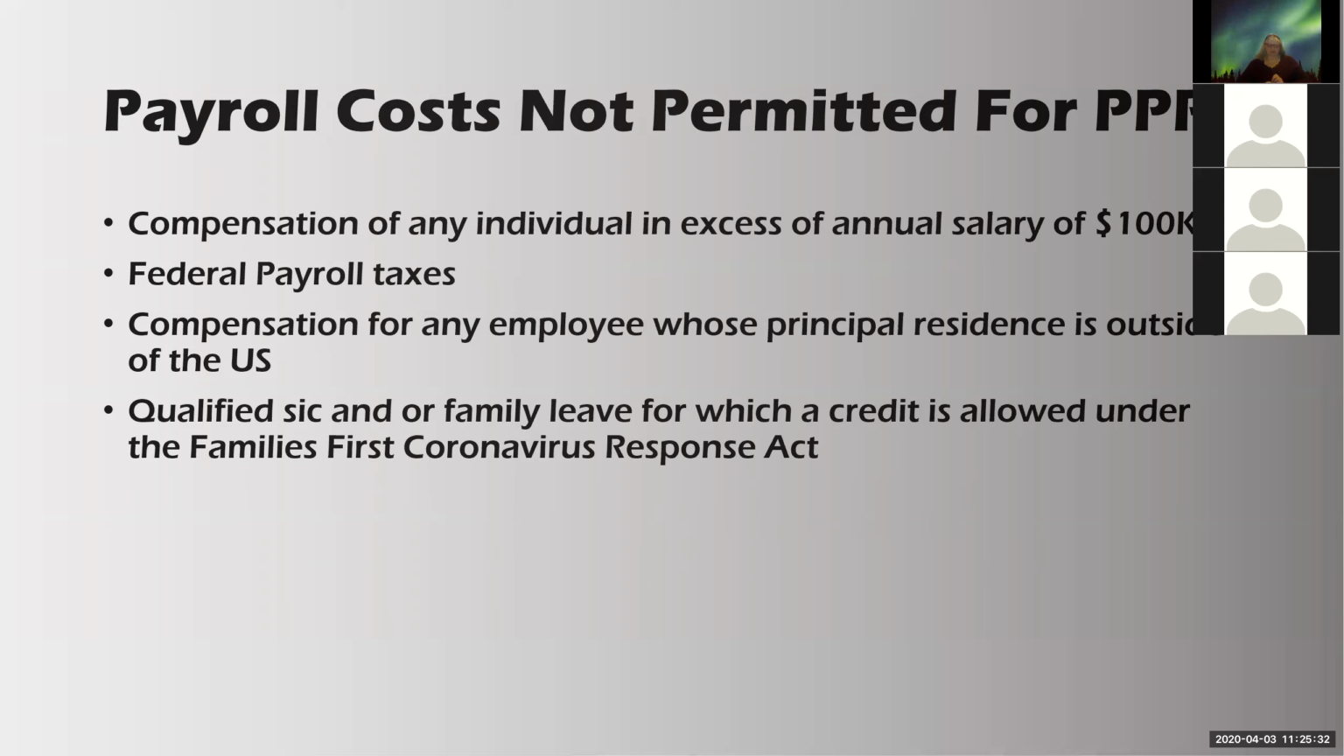Qualified sick and family leave, for which a credit is allowed under the first Coronavirus Response Act. We went through this act yesterday, so if you want those slides, just let us know. What that means is that if you get a payroll tax credit, you cannot double dip. You can't use the payroll protection plan and then also get a credit on top of it. So it's just a matter of making sure that you do that.